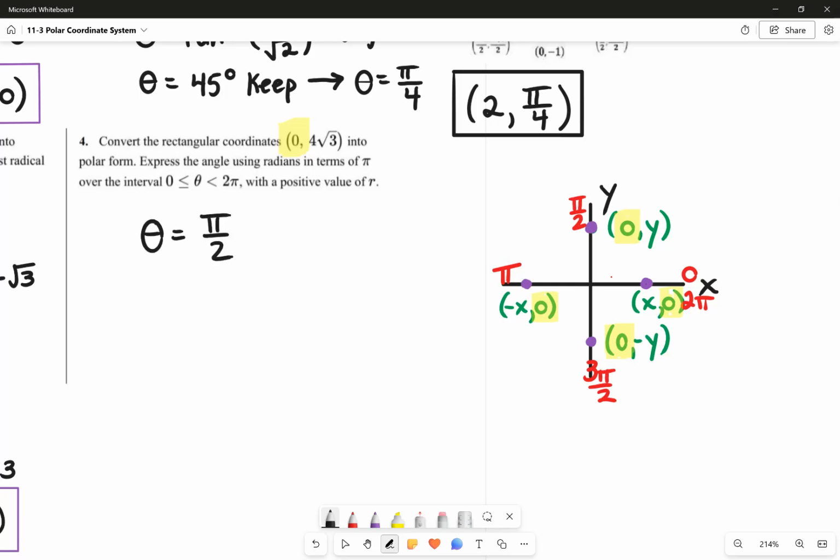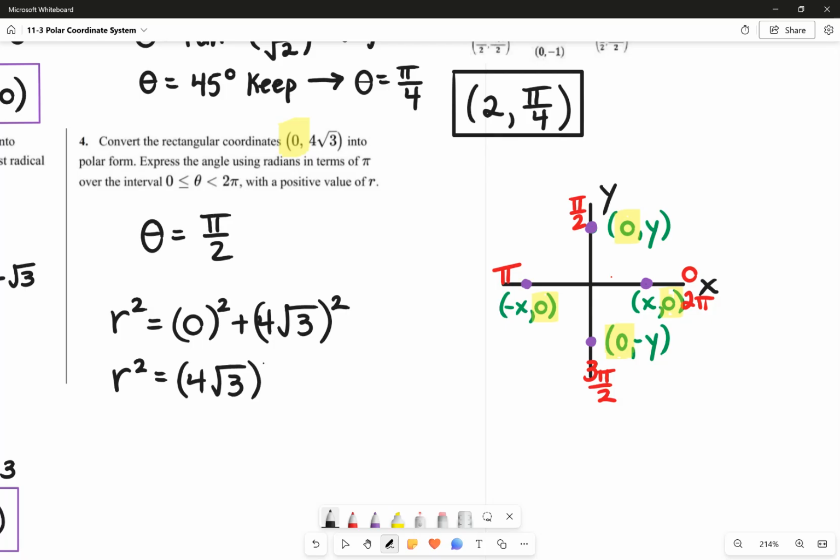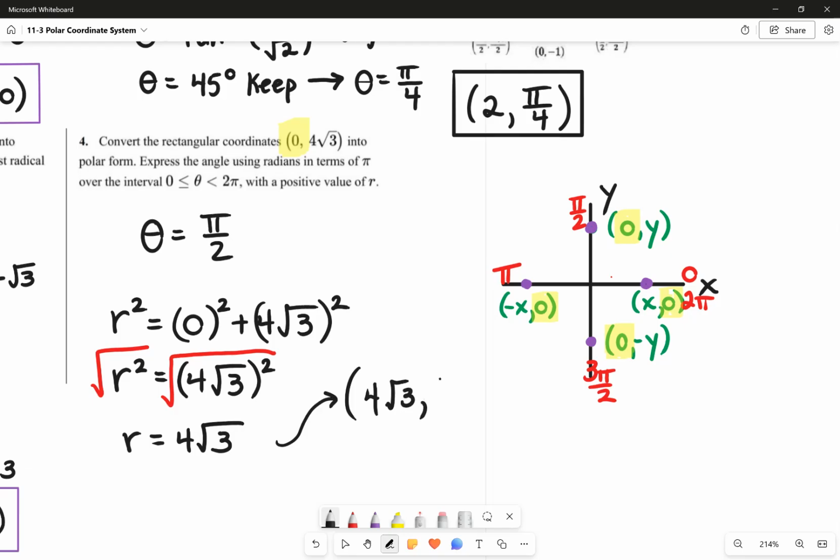So I'm done with that part. As far as r squared is concerned, that's going to be 0 squared plus 4 square root of 3 squared. Look how easy this is going to be. r squared is going to equal, well, 0 squared is just 0, so I'm going to put 4 square root of 3 all squared. But all we have to do is square root both sides. So r is 4 square root of 3. So the answer is going to be 4 square root of 3, comma, pi over 2.